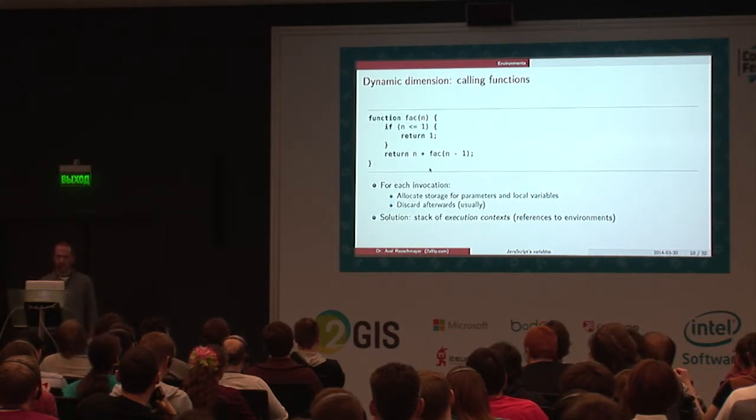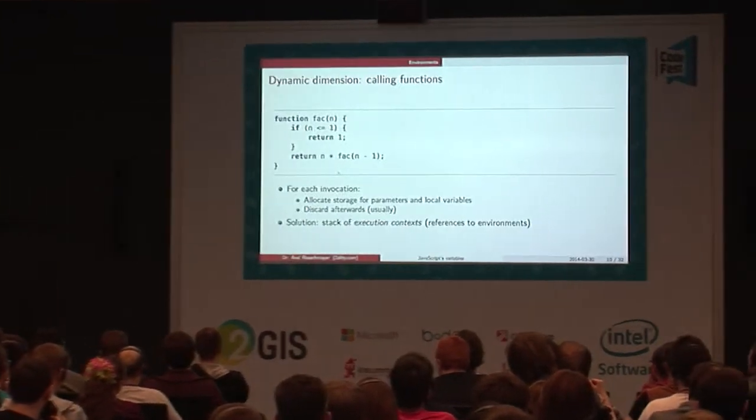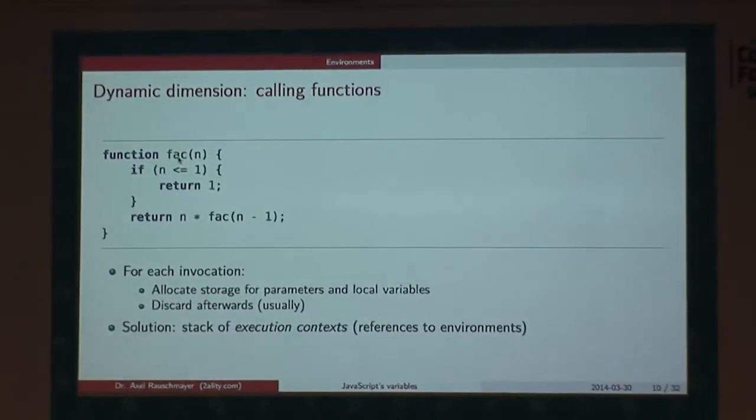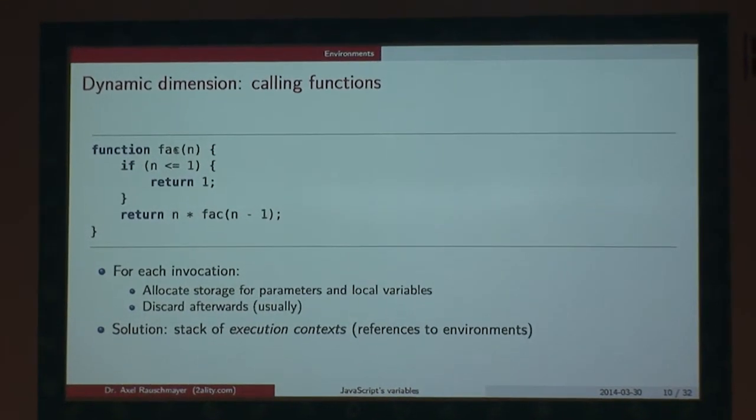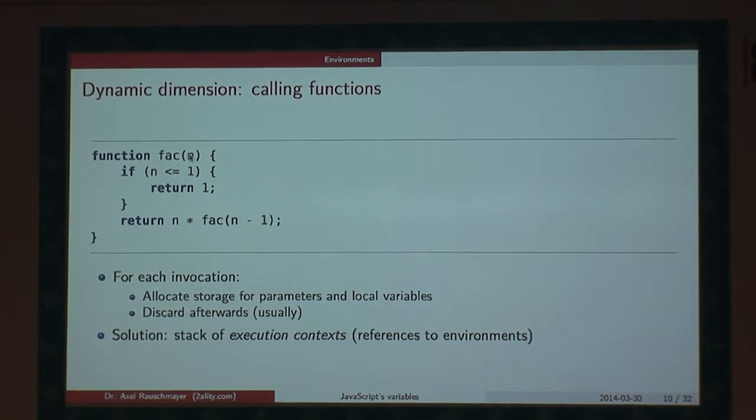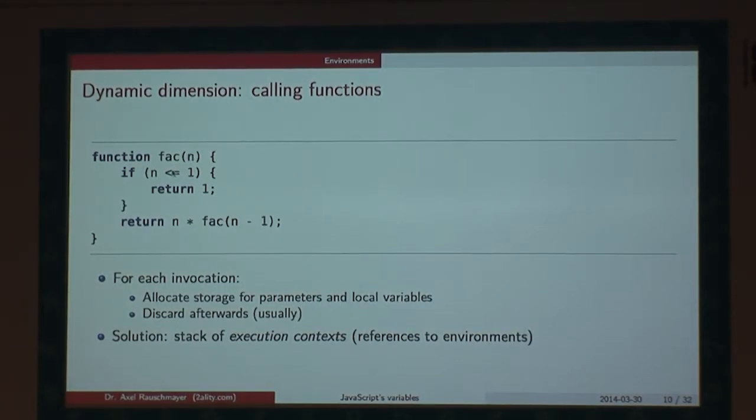So let's look at examples. This is a factorial function, fac, that uses recursion to compute the result. As soon as the parameter is less than or equal to 1, you can return 1 and you're done. Otherwise, you multiply n by a recursive call with n minus 1, and then you go down. You start at a high number, you go down, and use recursion.